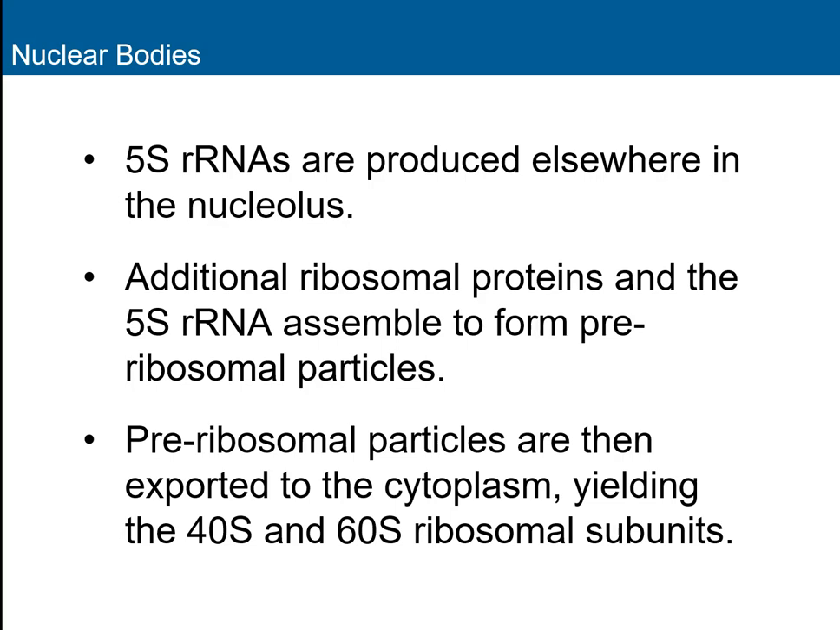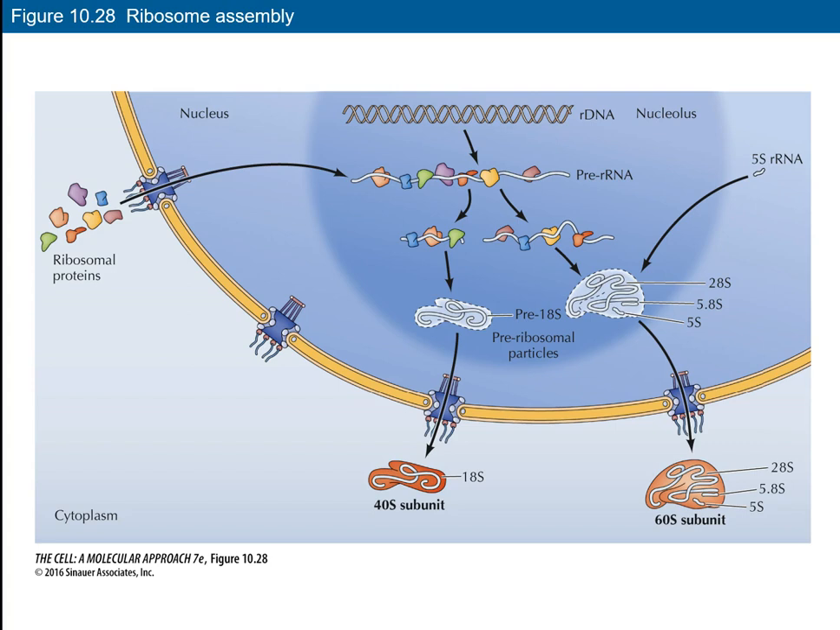I'm going to show you a picture. It'll make more sense. It says pre-ribosomal particles are then exported to the cytoplasm, and that's going to yield those two subunits, remember, the small and the large subunit. Like I said, the picture makes it a little bit easier to conceptualize everything that's going on here. So again, this is a nucleolus.